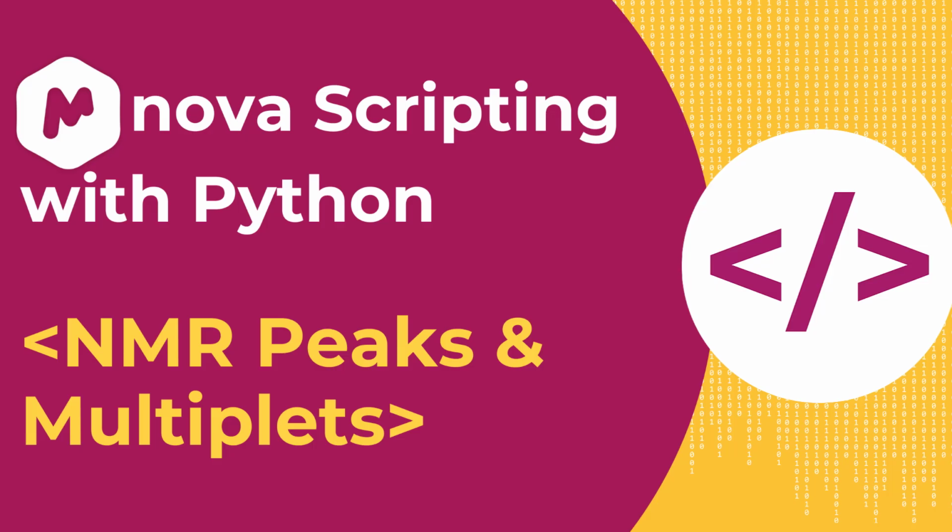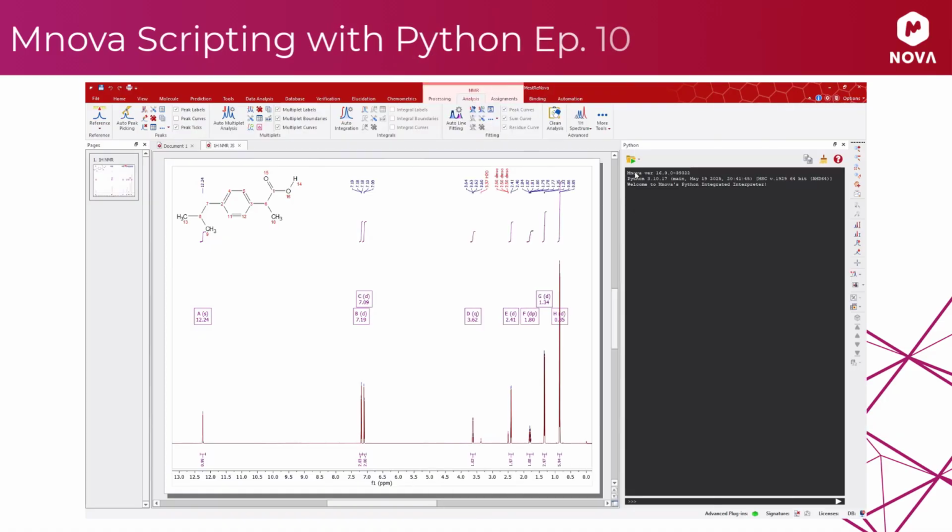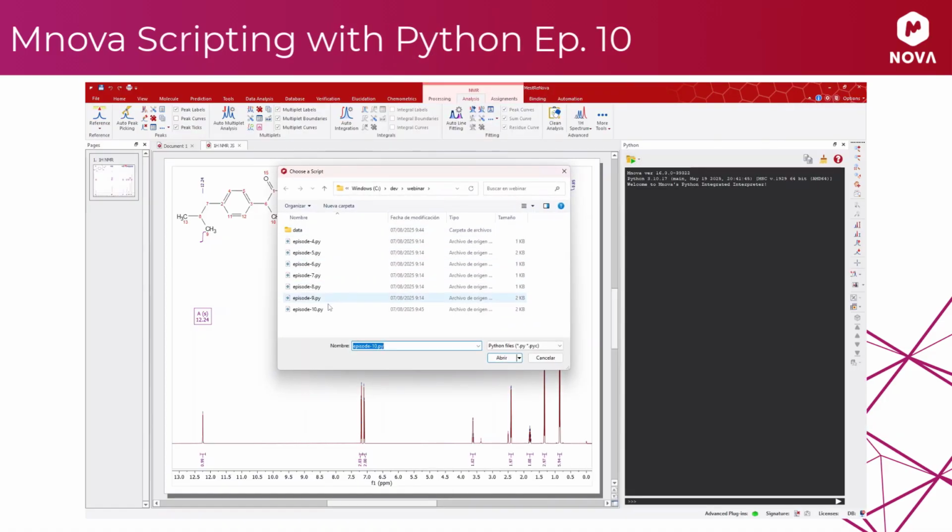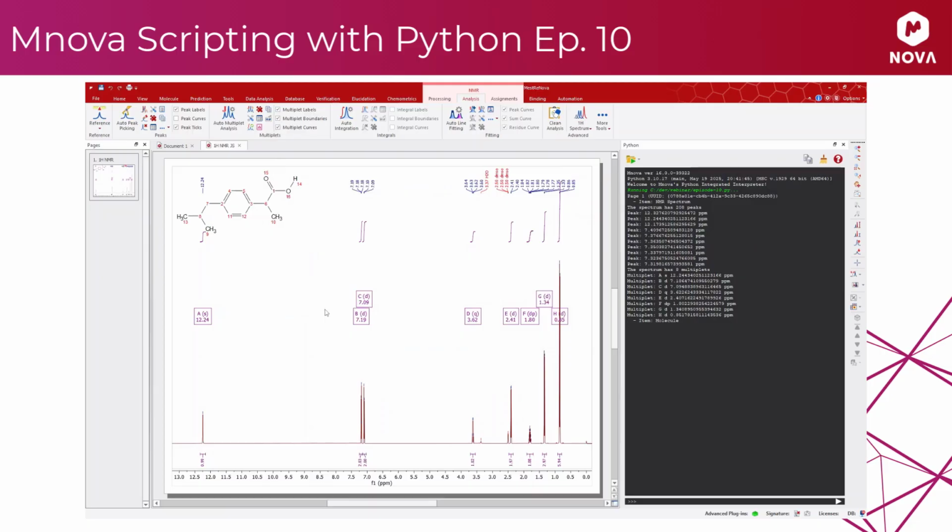Now that we've applied processing to our NMR spectra, we can take the next step, reading the peaks and multiplets directly from the spectrum. This lets us extract detailed information for further analysis, reporting, or even automation. Let's see how this works in practice.